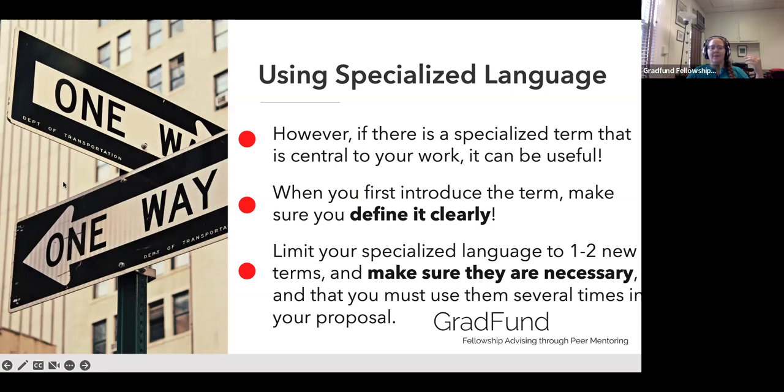So basically, think about who your audience is, so what are words that they won't understand? And then if you're trying to develop new words, think about whether they are necessary. And if they are, define them up front, and then you can use them.